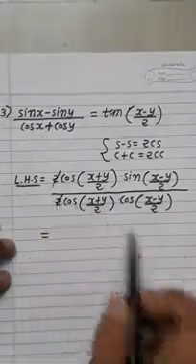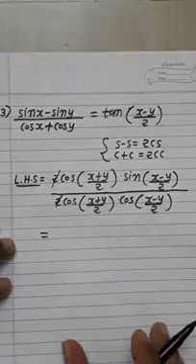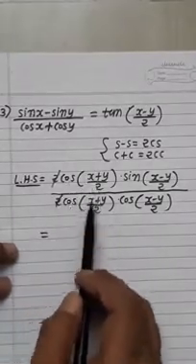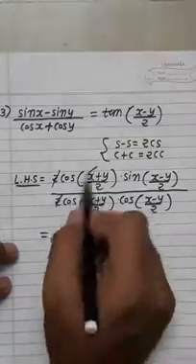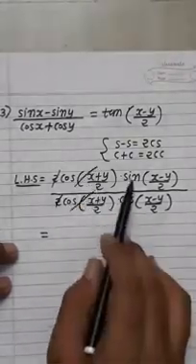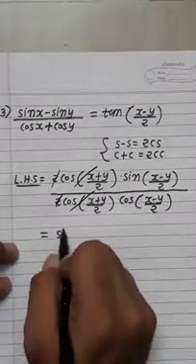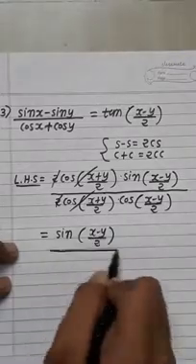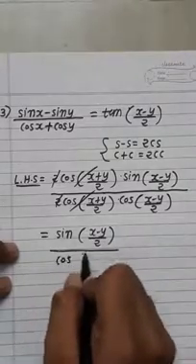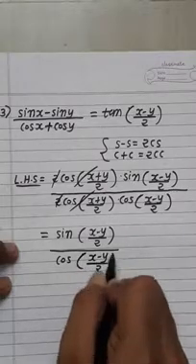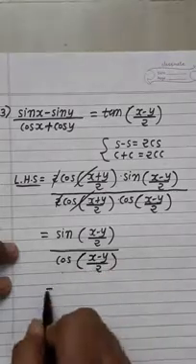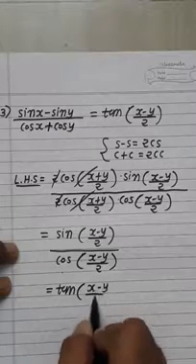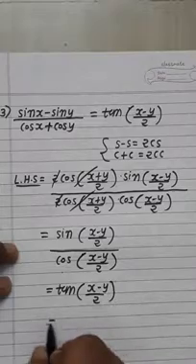here the 2 cancels out in numerator and denominator. Also cos((x plus y) by 2) upon cos((x plus y) by 2), so again this term cancels out, so the remaining term is only sin((x minus y) by 2) upon cos((x minus y) by 2), and sin upon cos means tan, so we can write tan((x minus y) by 2), which is equal to the RHS side.